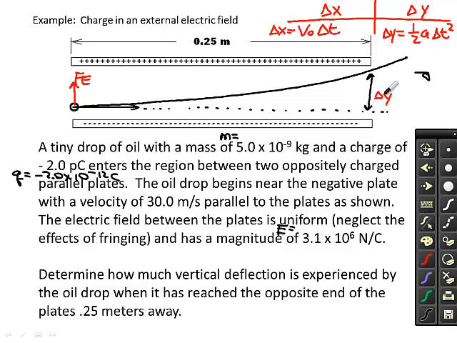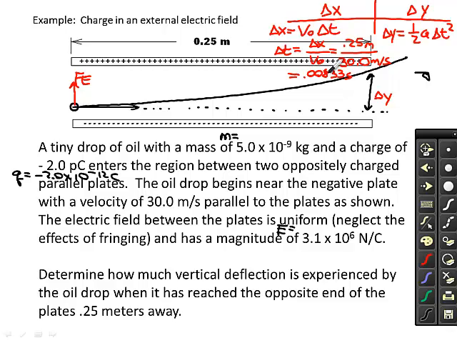So we could say, all right, delta t is delta x over v naught. So 0.25 meters divided by 30 meters per second. Time between the plates, 0.00833 seconds. Really short amount of time. Exactly. I'd like to know delta y.